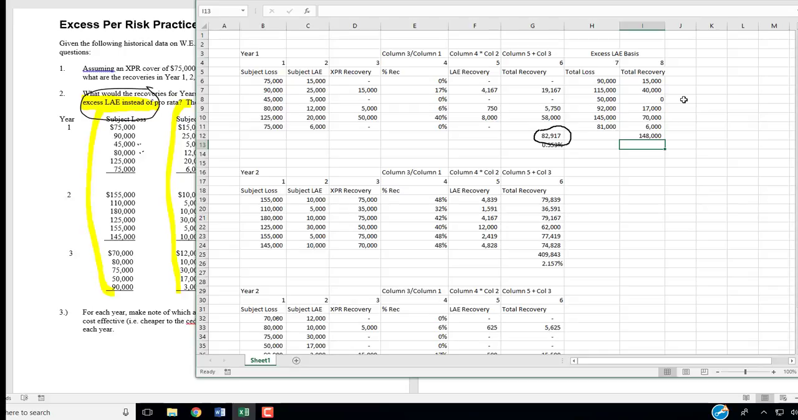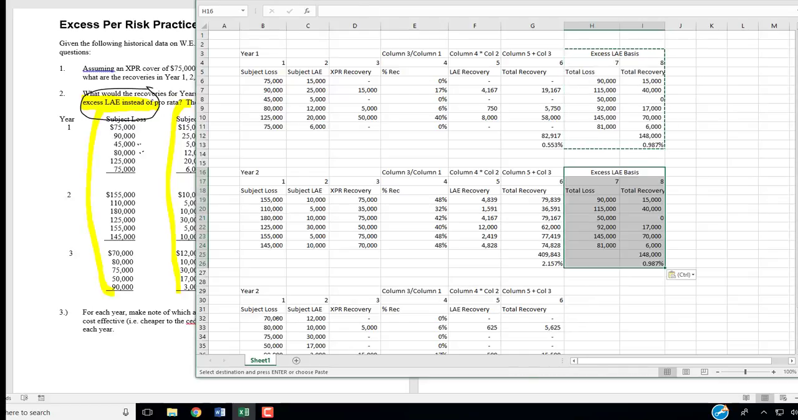It's pretty simple, 148,000. We can actually just copy this over because this is the total recovery divided by the $15 million of subject premium. And now I'm just going to copy this formula here. I will have to fix a couple things here.